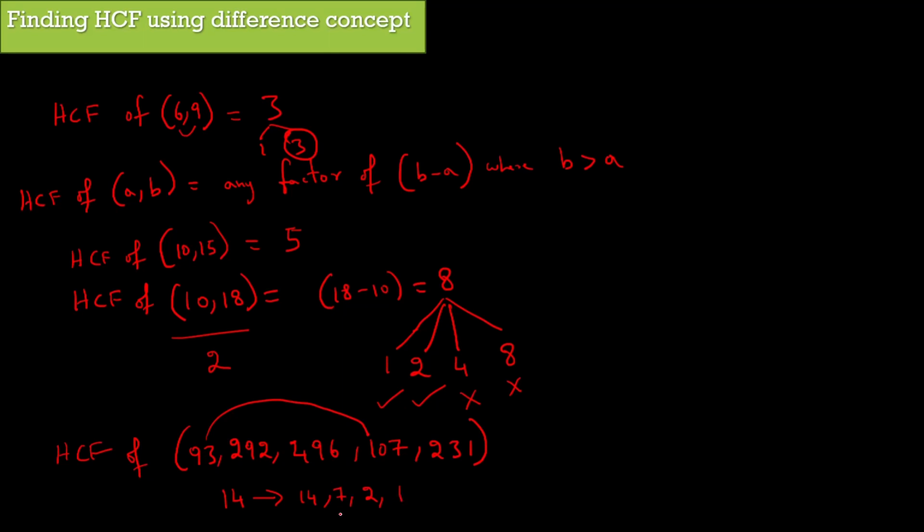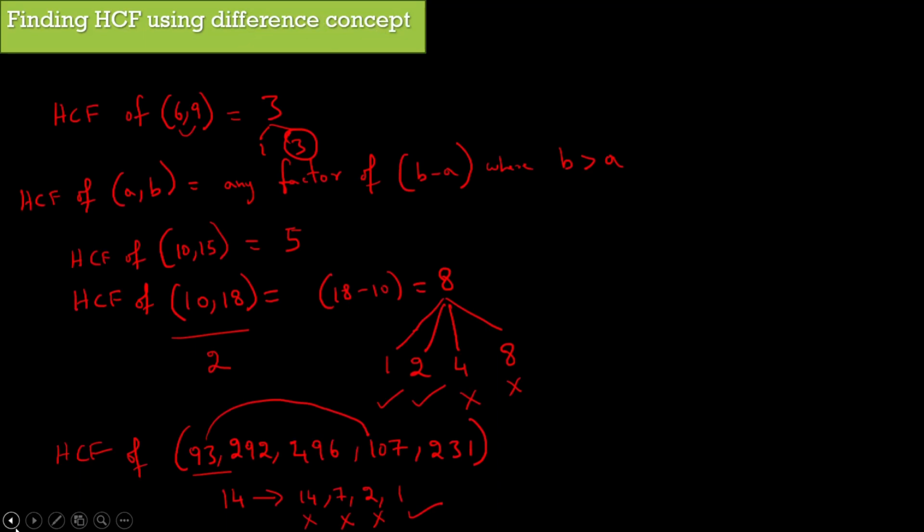But if you see here, in the series there are odd numbers. So an even number will not divide an odd number. So we can cancel 14 and 2. And 7 will not divide 93, because 93 is not a multiple of 7. So I can also delete 7. So what is the only thing we have left over? 1. So what is the HCF of all these numbers? 1 is the HCF. Okay. So this is the concept using the difference method.